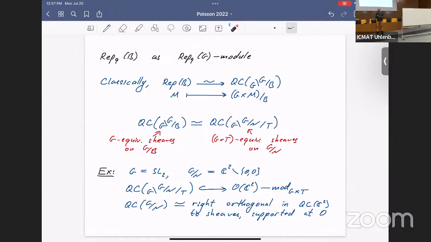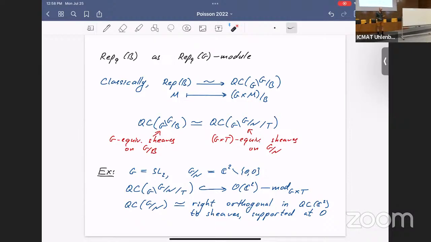But I can as well think of it as G mod N equivalent quasi-coherent sheaves, G cross T equivalent quasi-coherent sheaves on G mod N, because I can further mod out, write this G mod B as G mod N additional mod T. Now, why am I doing that? Well, because I want to get to affine varieties as close as possible, and G mod N is not affine, but at least it's better than G mod B, which was projective. Right? So G mod N is quasi-affine.